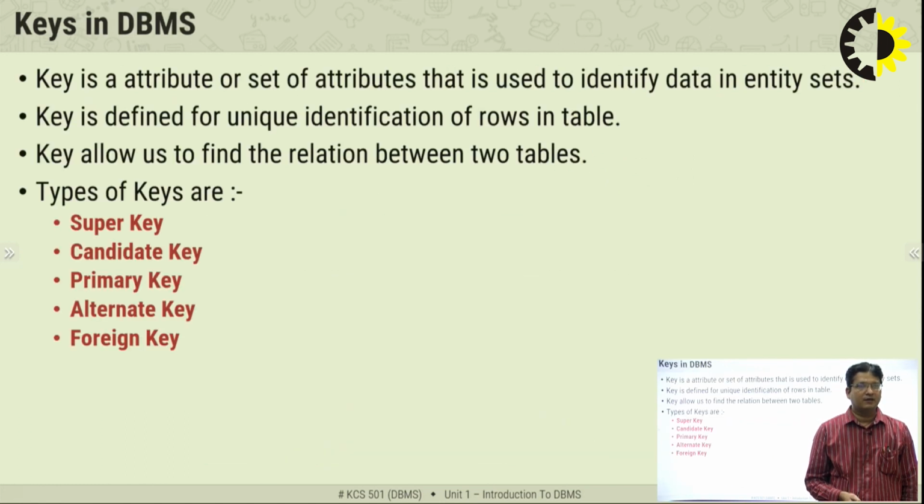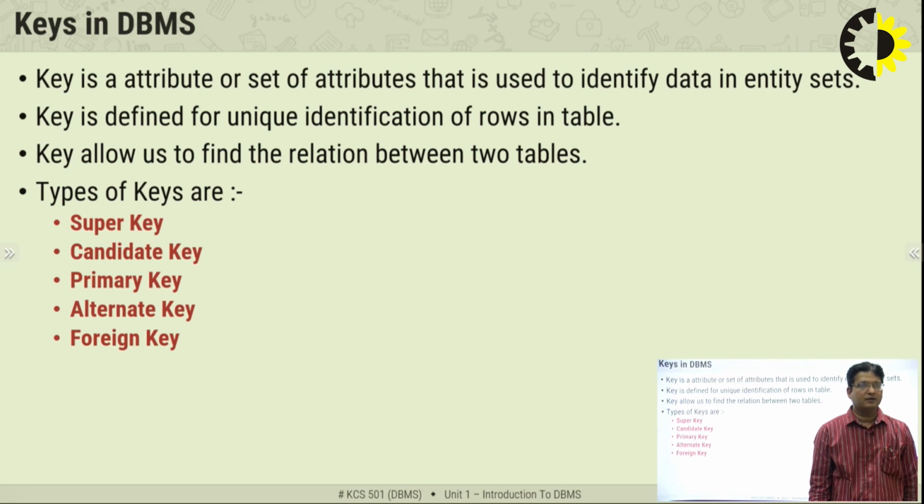Next is the primary key. Suppose we have two candidate keys in a relation, or even a single candidate key. Suppose one is roll number and the other is enrollment number. Then the candidate key that is selected by the database designer for unique identification purpose is known as the primary key. Suppose we select roll number for unique identification purpose, then it becomes the primary key.